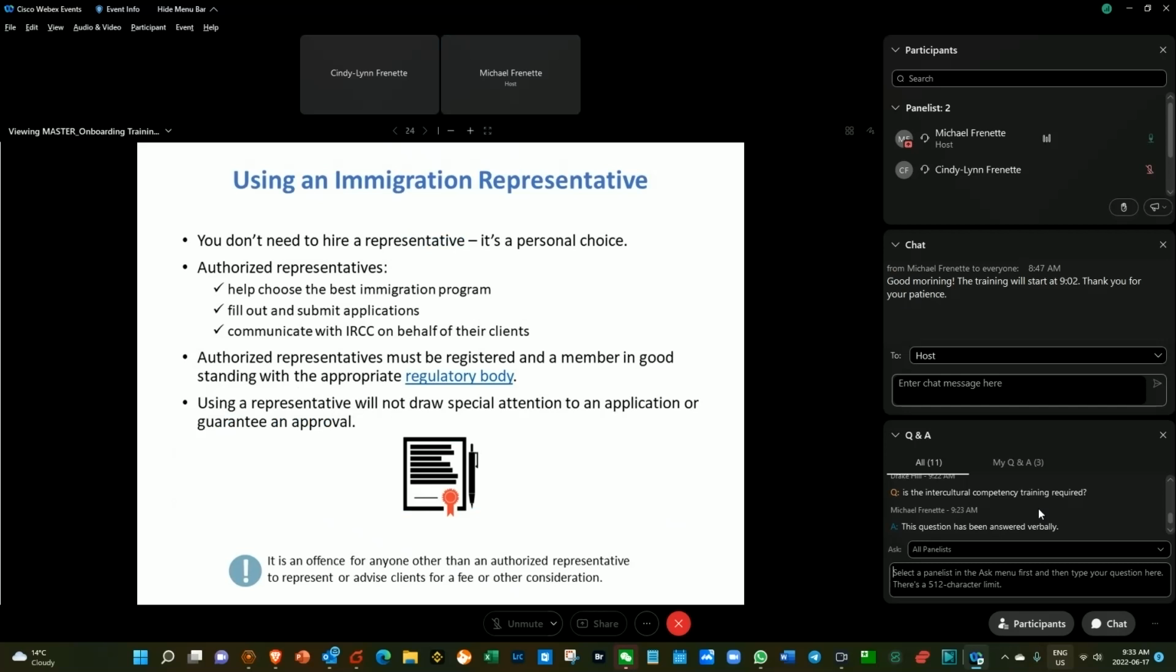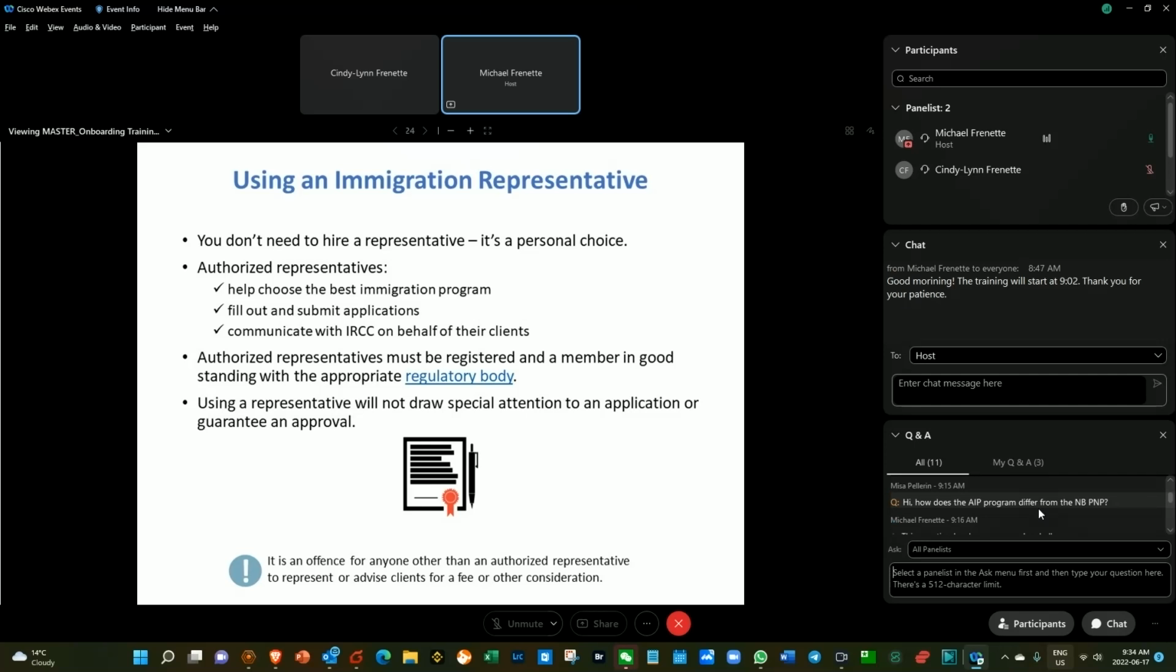As part of the process, you or your candidate may consider hiring an immigration representative. You don't need to hire one. It is really a personal choice. But if you are using a representative, it is important that that person is registered with the appropriate regulatory body. It is also important to know that using a representative will not draw special attention to your application, nor will it guarantee an approval. The immigration representative can explain and give advice on immigration options, help you choose the best immigration program, fill out and submit an immigration application on your behalf, and communicate with IRCC on your behalf.